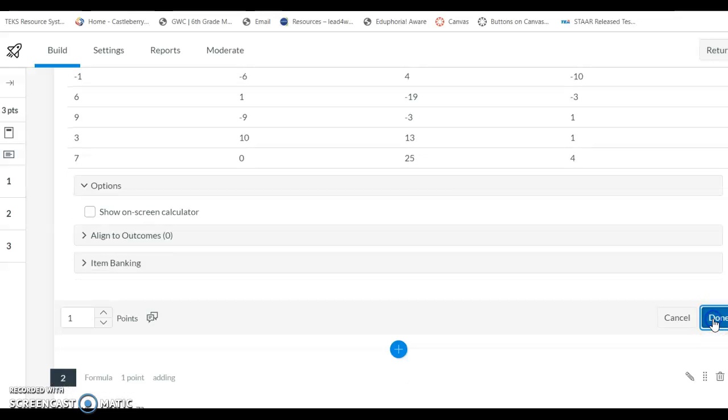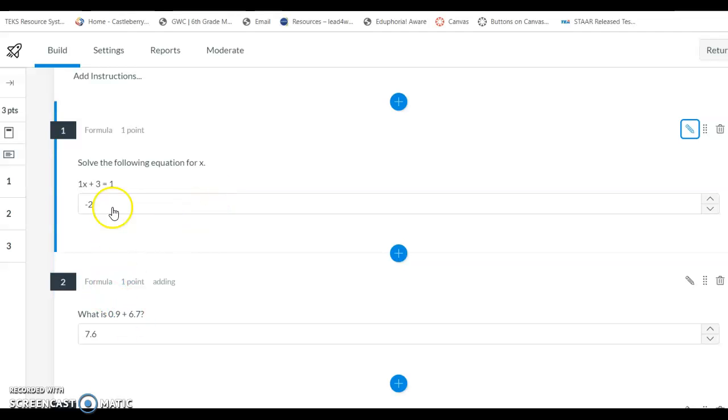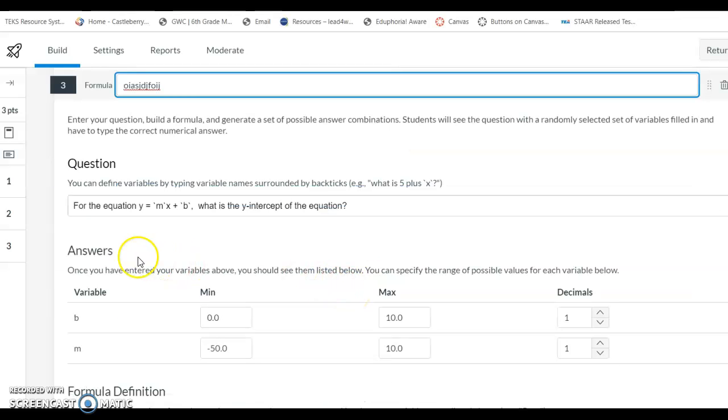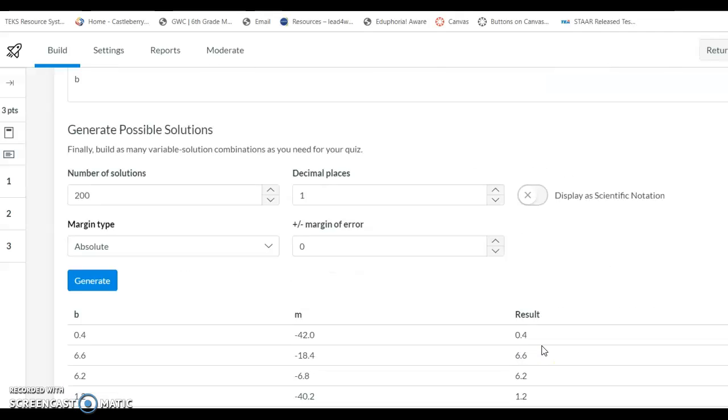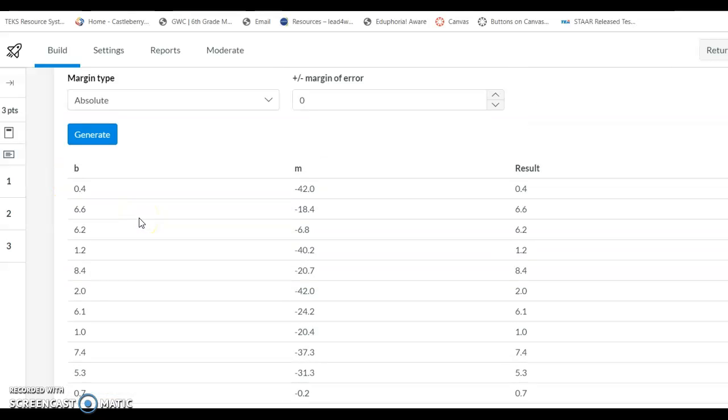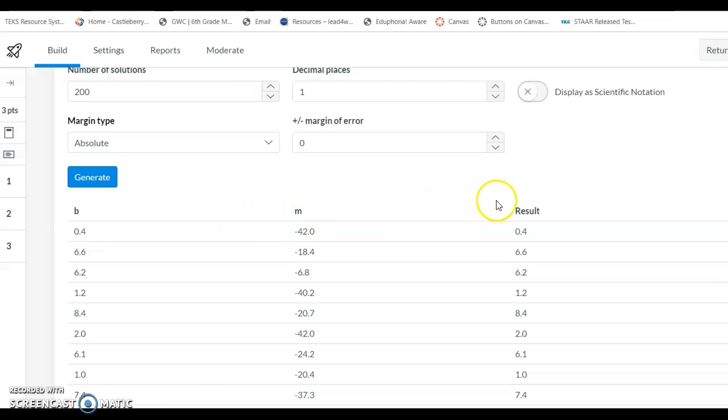Not only are you able to do questions such as addition or equations where you can have a specific answer, you can also do vocabulary type questions where if you give them a standard linear equation in y equals mx plus b form, then you can define the m and b. So I have my b value from 0 to 10 with 1 decimal, my slope, my m value from negative 50 to 10 with 1 decimal. But as far as the answer, I just asked for the b value because that's the y-intercept.